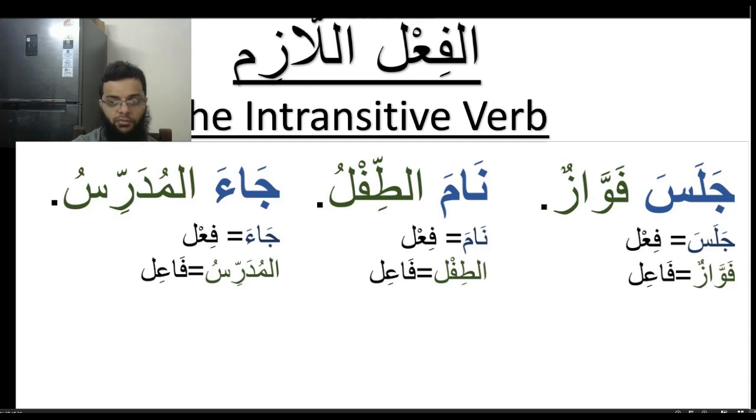Jalasa Fawazun, which means Fawaz sat. Jalasa means sat, this is in past tense. Fawaz means basically me. In this sentence, Jalasa is your verb, that is fi'l, which means sat, in past tense, and Fawazun is your subject or doer or fa'il in Arabic, which basically means Fawaz sat. So sitting is basically an act, the one performing it is Fawaz. So the sentence is complete, you don't need an object.